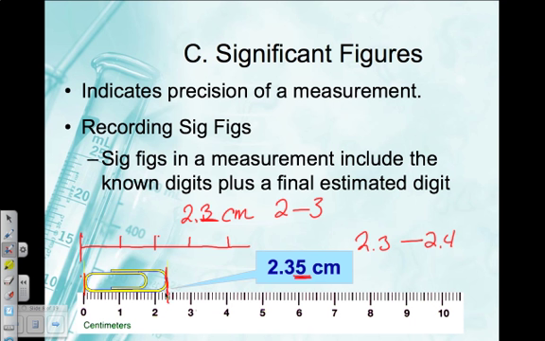You really need to make sure that you are estimating that last digit, okay? So the more dashes or the more numbers you can get from a measuring device, the more precise it is, because it will give you a consistent measurement.